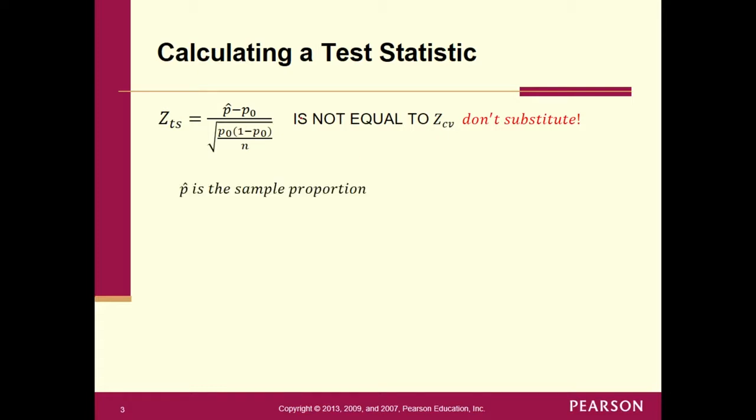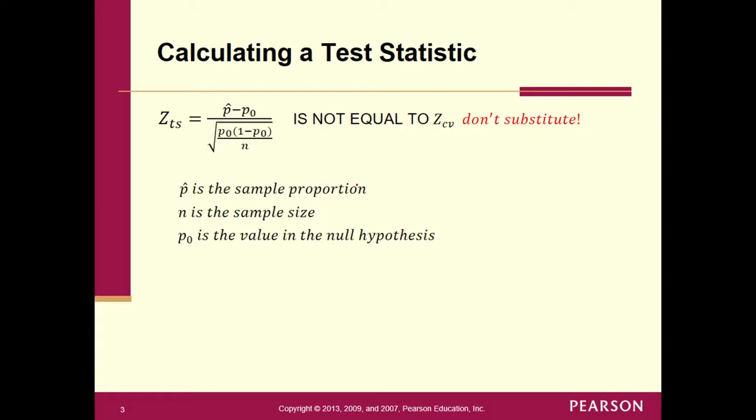Second thing, p hat. p hat is the sample proportion. We know about that. That's x over n. We've got to calculate that for each problem, and n is the sample size. So the only thing that's really left is this p sub 0. What is p sub 0? p sub 0 is simply the value in the null hypothesis.